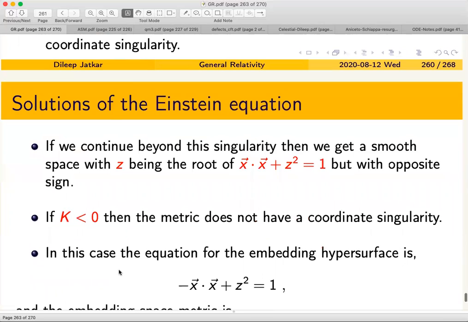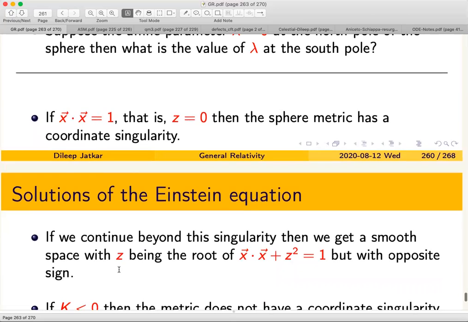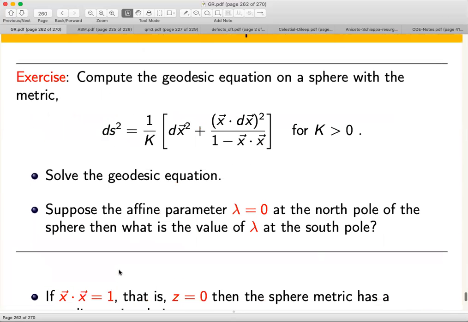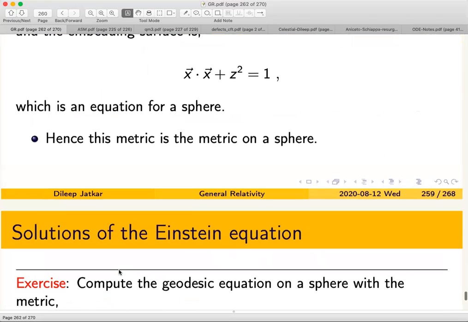Okay. So now what we could do is we could ask the question: what happens if k is less than 0? Now, if k is less than 0, then the equation is a little different. Now, what you have is 1 plus x dot x in the denominator.